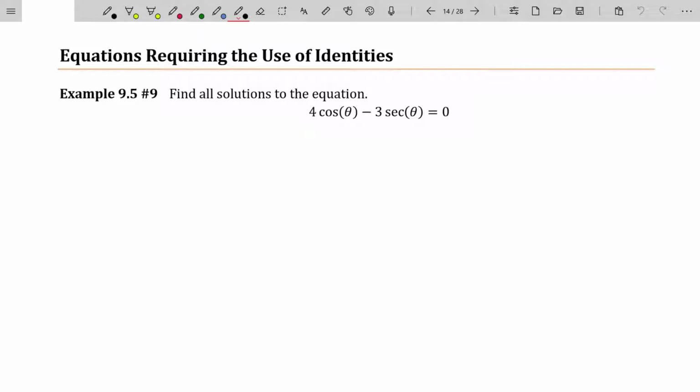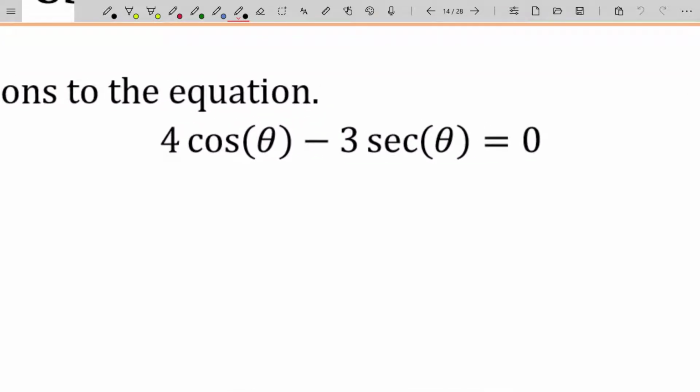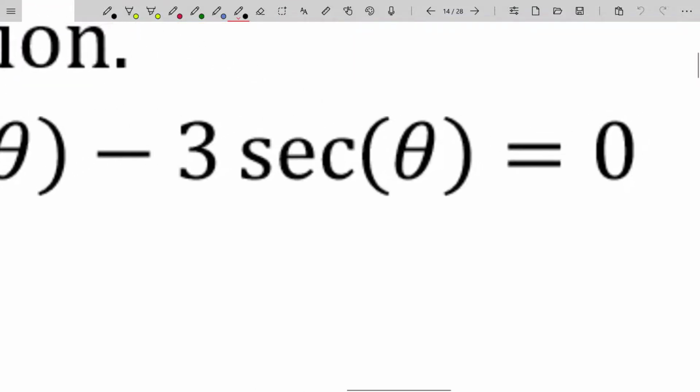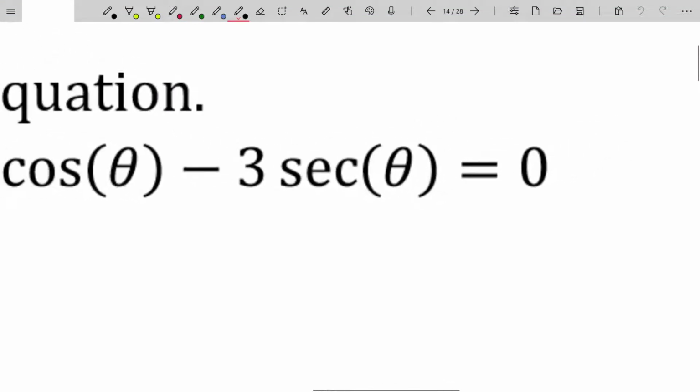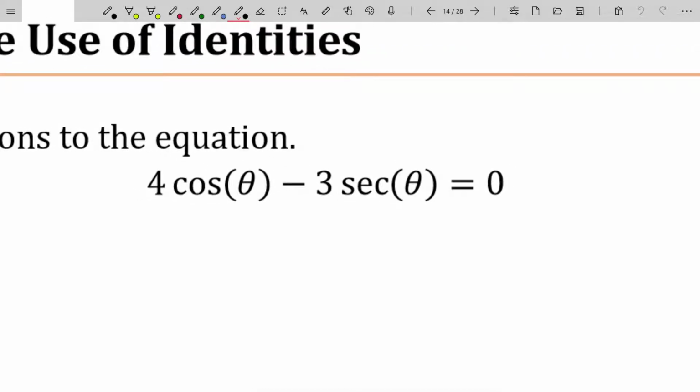Find all solutions to the equation. Notice these are two different trig functions. So how are we going to solve it? Well, as I mentioned in the first video in this series, if you have a mixture of trig functions, there are several different tactics you can use. But if you have a reciprocal function there, you might want to multiply both sides by its reciprocal. The reciprocal of the secant is the cosine, so I'm going to multiply both sides of this equation by the cosine of theta.